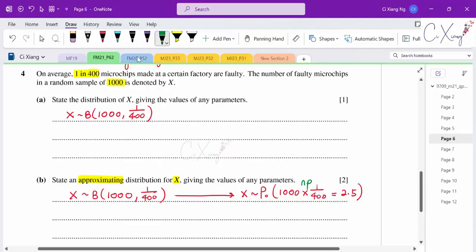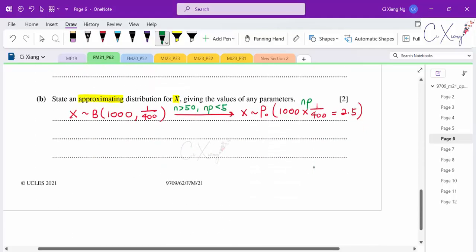And for some of you, if you want to know under what conditions you can change binomial to Poisson, generally there are a few conditions that you need to know. The n must be large enough, which is greater than 50. And also the value of n times p must be small enough, it should be smaller than 5. Alright, so this is the condition if you want to know when you can change binomial to Poisson. So this is what you have for part B.